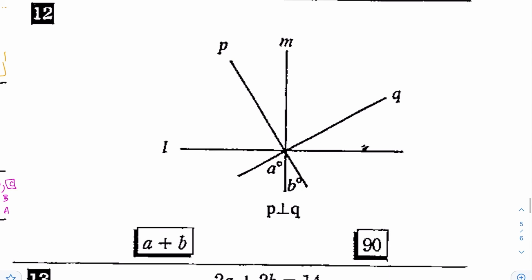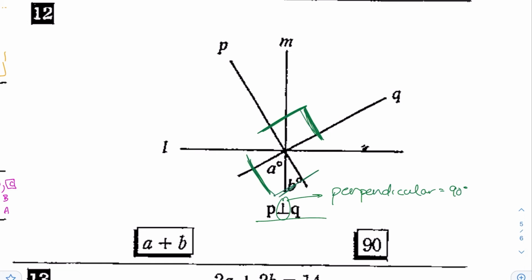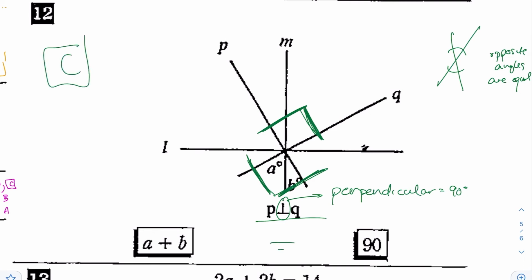Next, for number 12, you have this diagram. You want to compare A plus B versus 90 degrees, and you know that P is perpendicular to Q. So this symbol means perpendicular, which means 90 degrees. It's a right angle. So P and Q make a right angle, and that means that A and B also has to make a right angle because these are opposite angles. So opposite angles are equal. So in this case, A plus B will have to be equal to 90 degrees. The answer is going to be choice C.